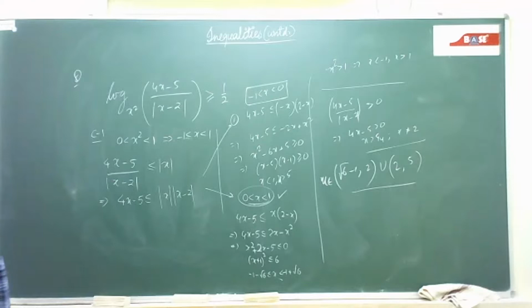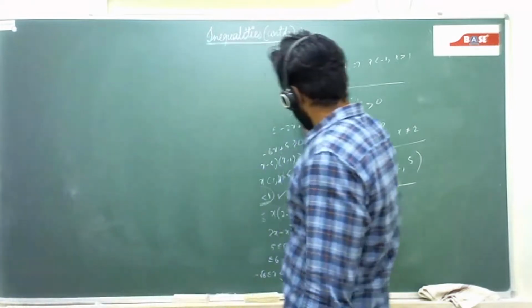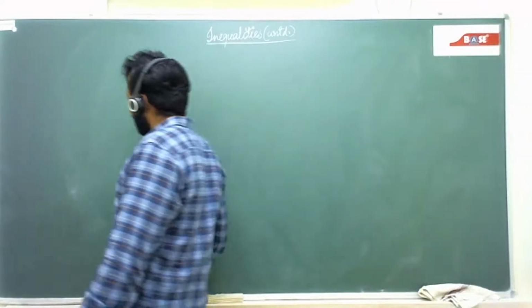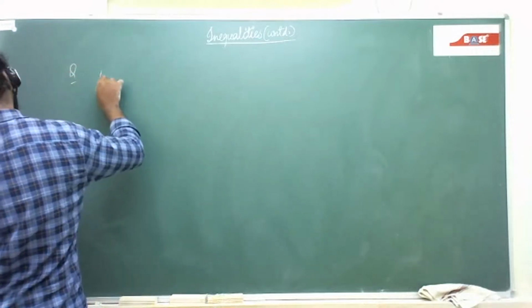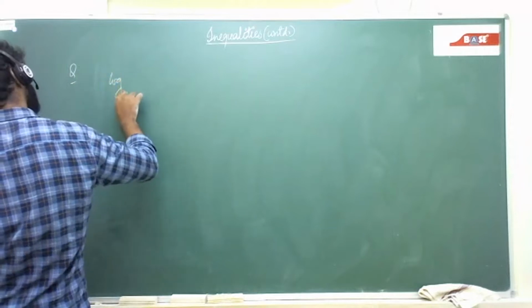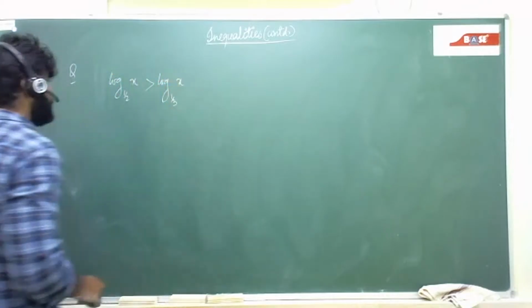Moving next. Sometimes these calculations will find lengthy, so you have to get it that way. Moving next. Log base half x more than log base 1 by 3 x.